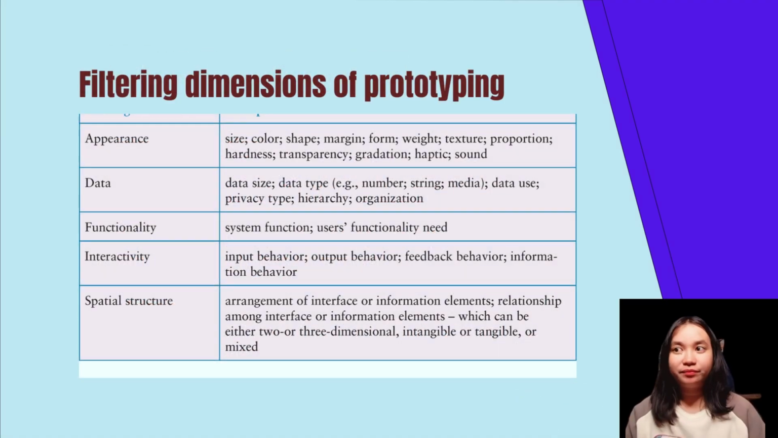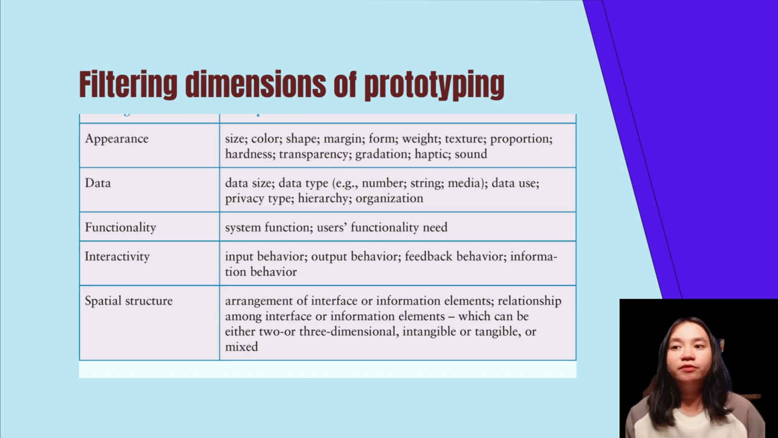Filtering dimensions of a prototype. Appearance. Examples of appearance are size, color, shape, margin, form, weight, texture, proportion, hardness, transparency, gradation, haptic, and sound. Data. Examples of data are data size, data type, data use, privacy type, hierarchy, and organization. Functionality: system function, user functionality need, interactivity. Input behavior, output behavior, feedback behavior, information behavior.